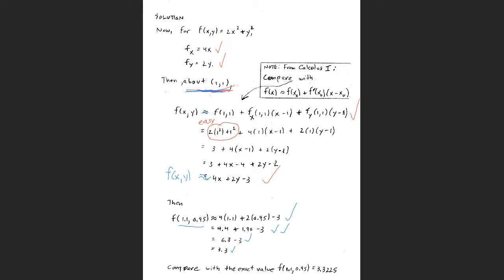Absolutely, it's no problem for us to evaluate this here using our linear approximation. We can evaluate 4 times 1.1 plus 2 times 0.95 minus 3. That's easy to evaluate. We don't need a calculator for that. We get 3.3. So the value of our function, when x equals 1.1 and y equals 0.95, is about 3.3. Now the exact value is 3.3225. So we didn't do too bad, right? We didn't do too bad. We're correct to the tenth decimal place.